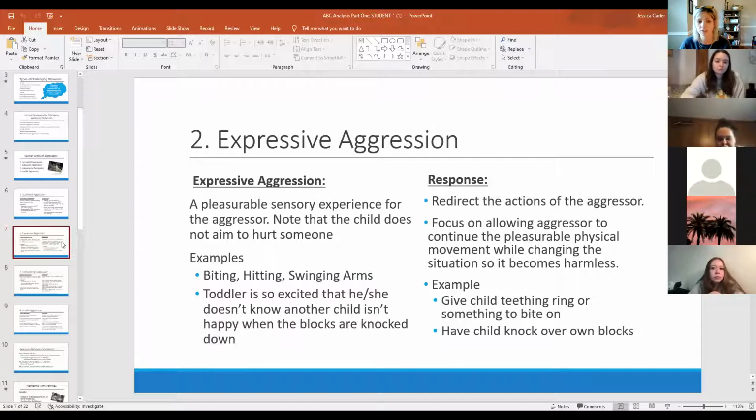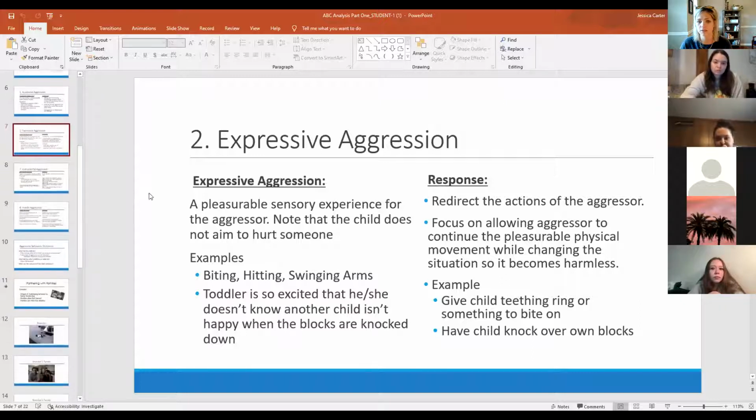And then the same strategies, obviously, of talking through the conflict if they've hurt another child, those always apply. Questions related to expressive aggression? Okay.